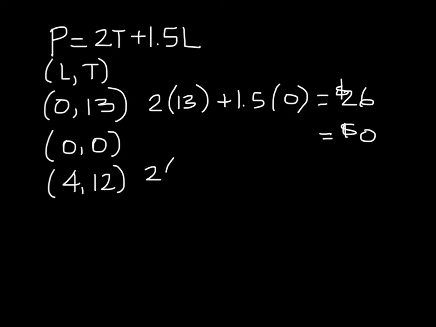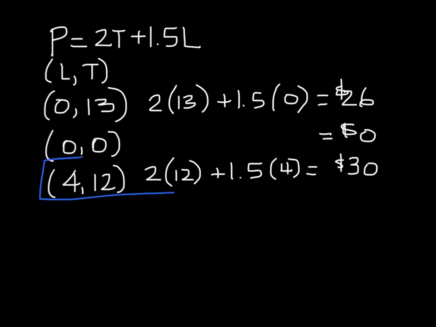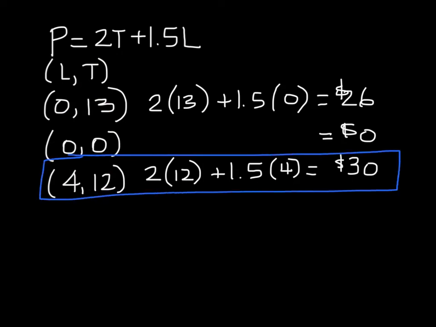And if I plug in, remember this 4 is my L, which is going to go in here. So I'm actually plugging 12 into T plus 1.5 times 4. I'm going to get 24, 25, 26. No, I'm going to get 30. So this is the point that gives me maximum profit.